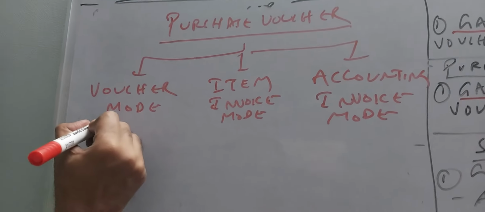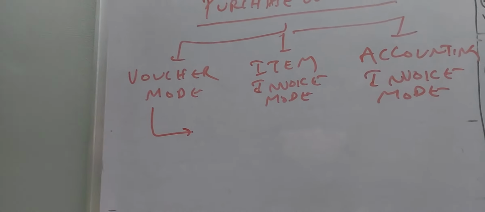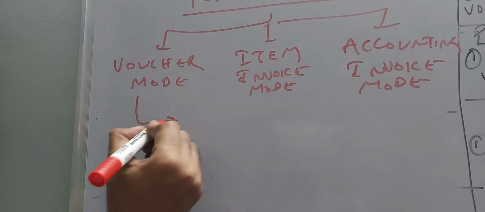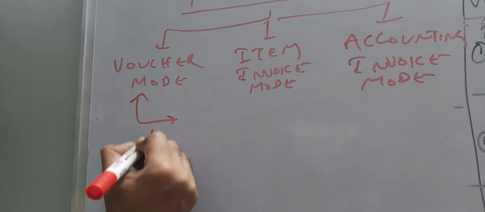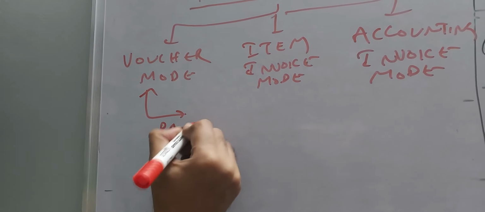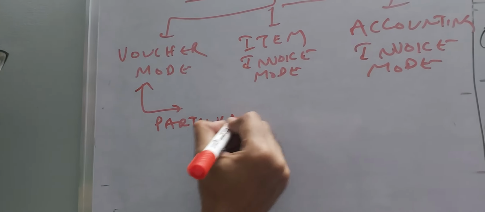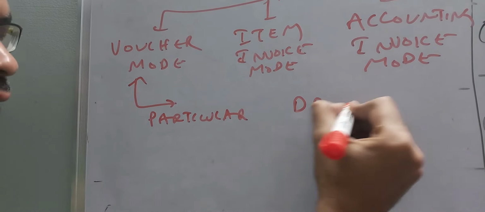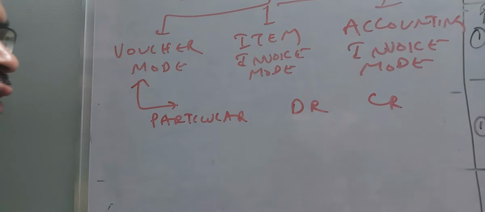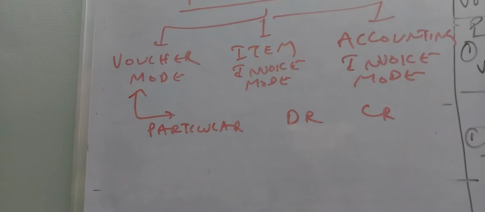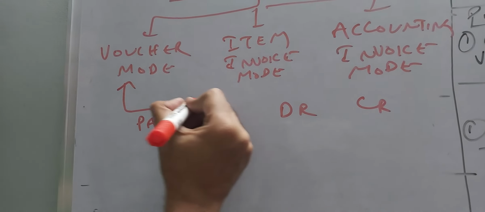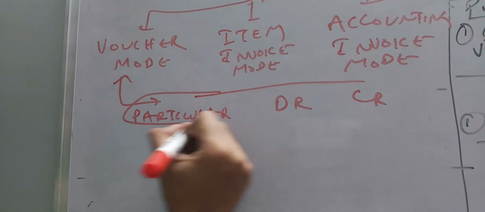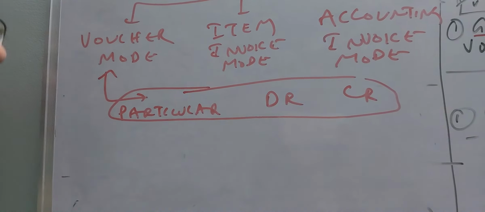Now we'll take the voucher mode. In the voucher mode, the transactions are entered in the form of debit and credit. First column will be particulars. The second column will be debit column. The third column will be credit column. This is the format of voucher mode: particulars column, debit column and credit column.